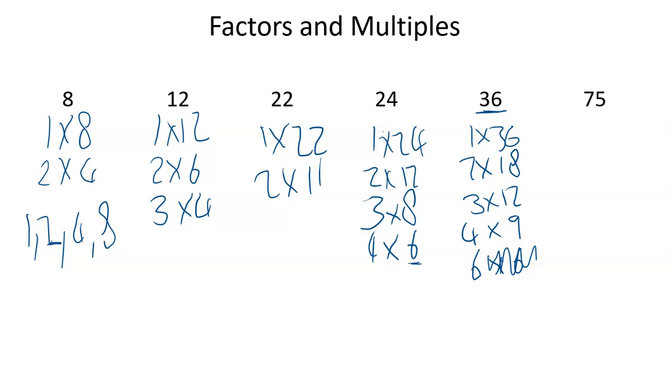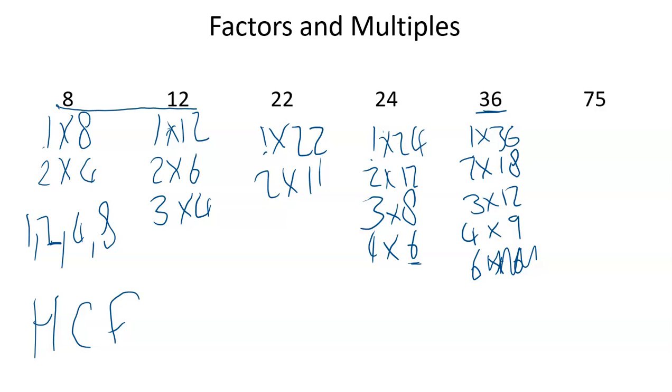Okay, and I'm not going to bother with 75. You can do that one if you feel inclined. And just like before we had the lowest common multiple, we can have the highest common factor. There's no point doing the lowest common factor, because the lowest common factor is always 1, because 1 goes into any whole number. So that would be boring. We want the biggest number that goes into both.